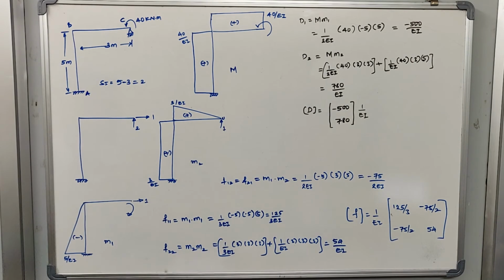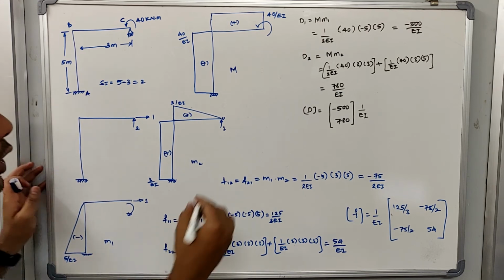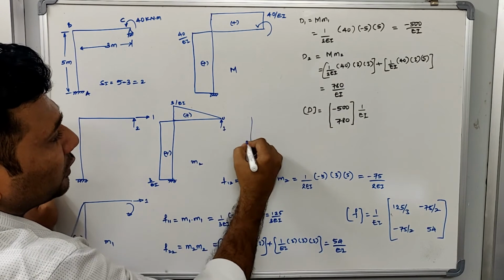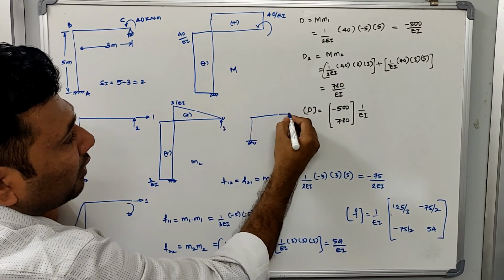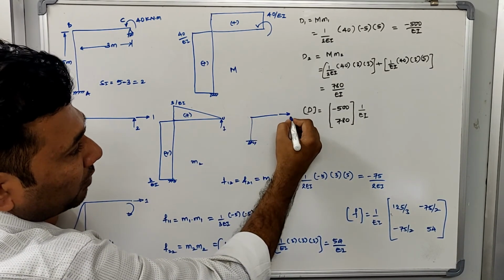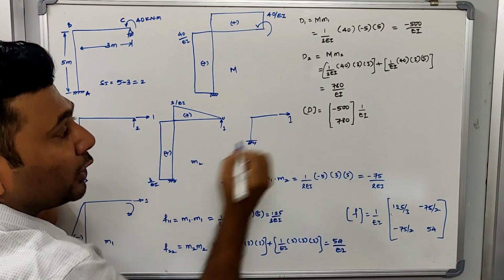So we know the flexibility elements, so let us start determining them. I am going to determine the translation in the horizontal direction first. Let us understand like this. If I am applying the horizontal force here, how much do I have to apply to calculate the flexibility? I have to apply unit load.